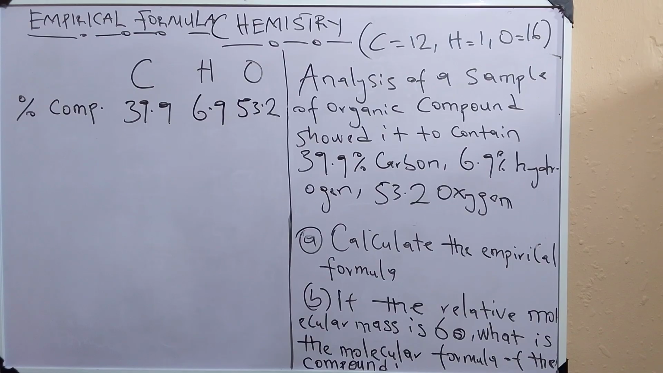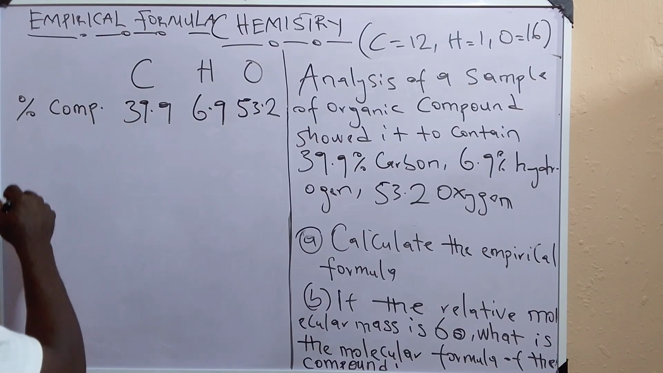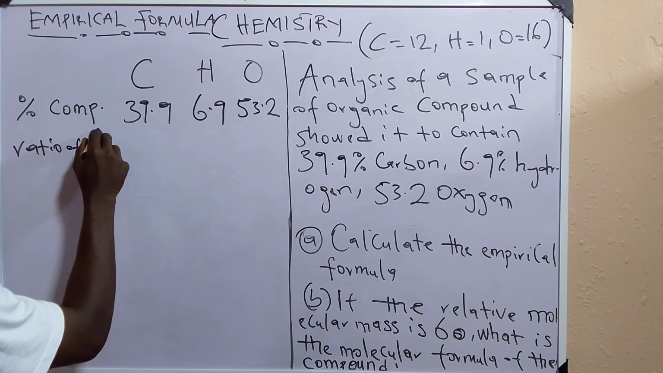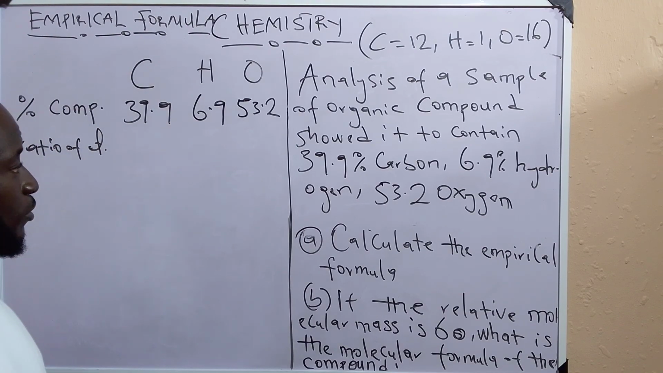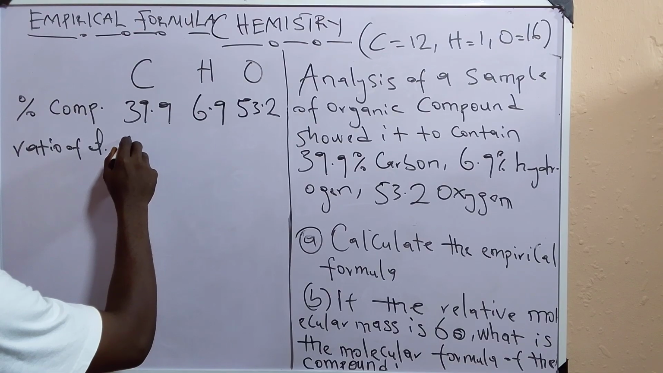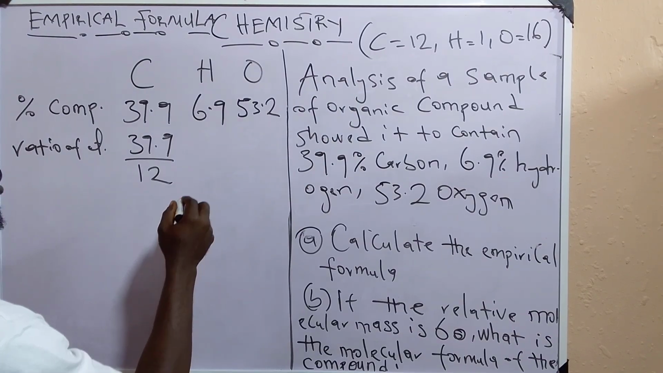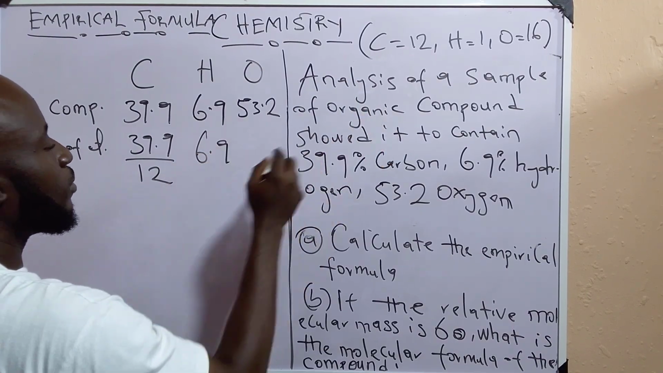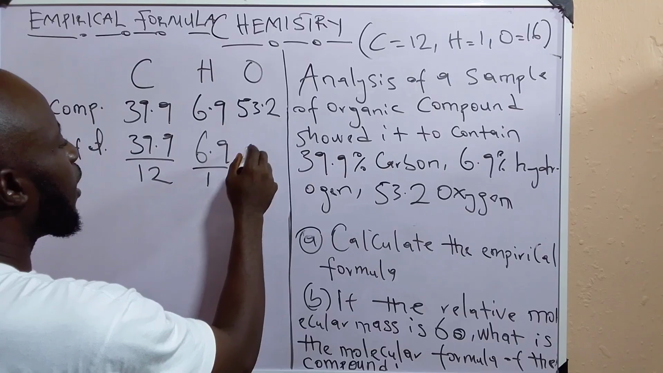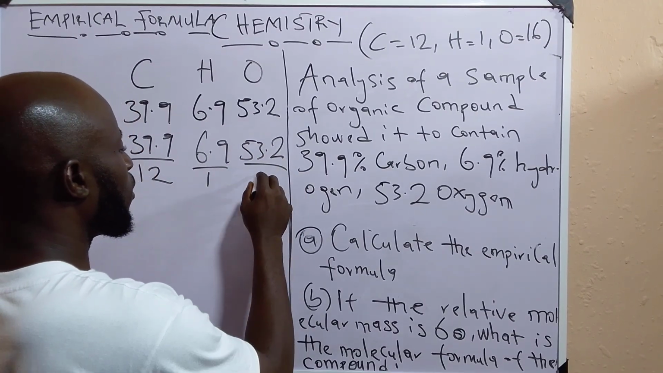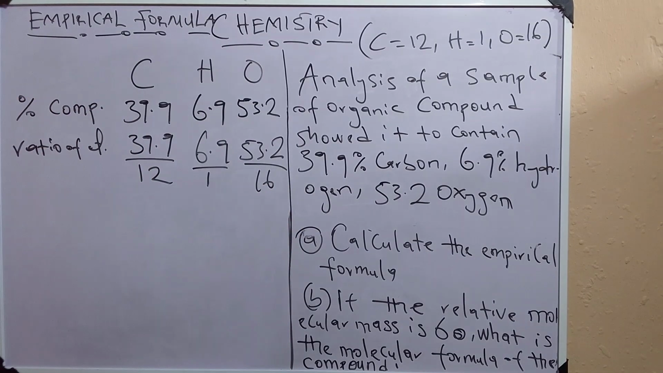So you divide each of the percentages by the atomic mass to get the ratio of the atoms. I'm going to shorten it, maybe your own, from your book; I think you can write the full statement. We have 39.9 divided by 12, which is carbon, 6.9 divided by 1 for hydrogen, and 53.2 divided by 16 for oxygen.